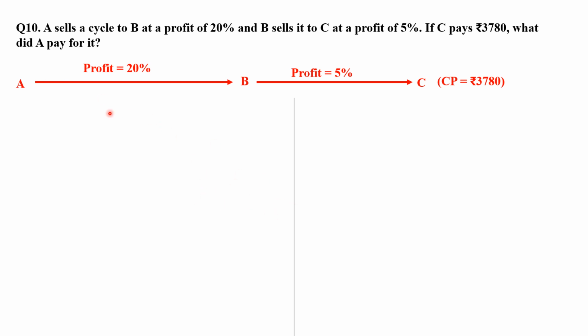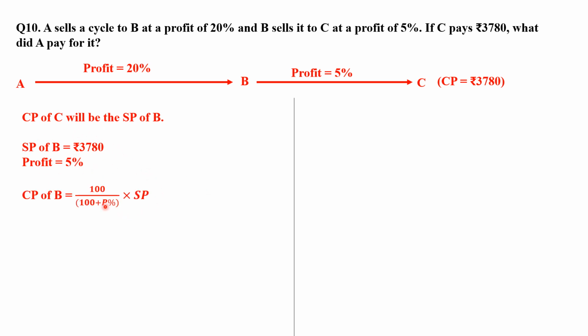So now using that relation, we will try to find out the cost price of A. So first of all, cost price of C will be the selling price of B. So from here I can write selling price of B is 3,780 rupees and profit is given as 5%. So from these values, I am going to calculate the cost price of B using this direct formula: 100 by 100 plus profit percent multiplied by selling price.